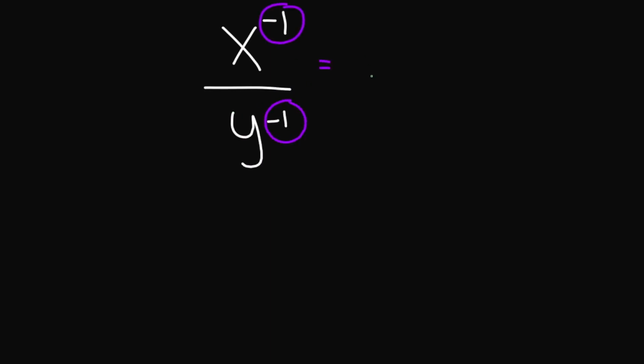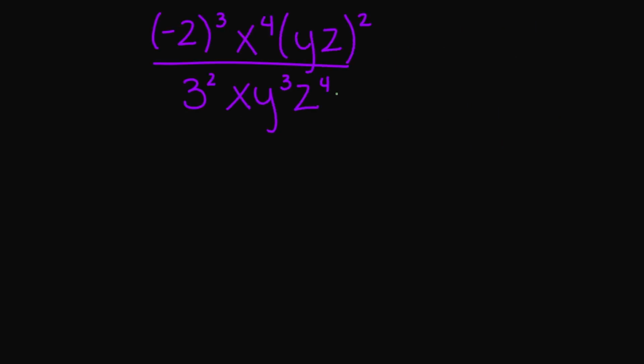What if you had x to the negative 1 power over y to the negative 1? I have negative exponents, so this is going to equal x to the first power in my denominator and y to the first power in my numerator. And this simplifies to y over x.